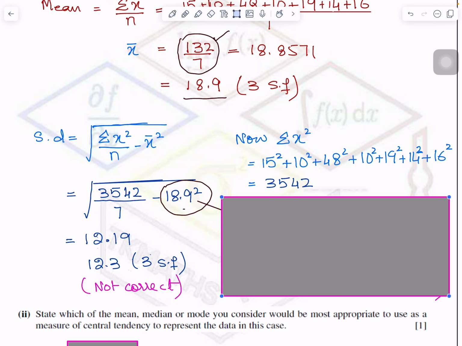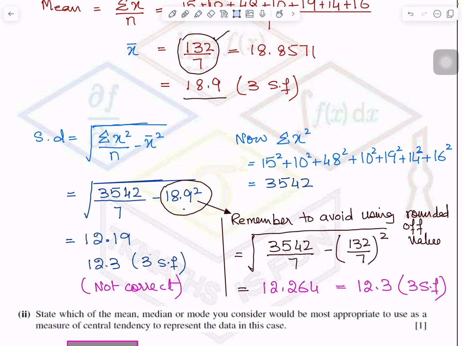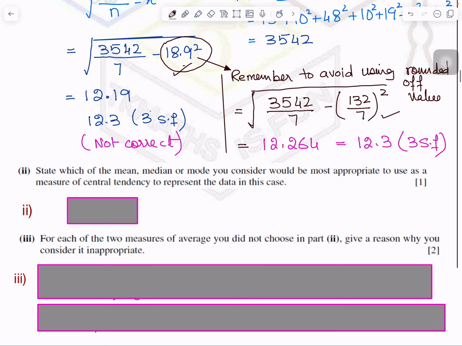This is a past paper question, by the way. If the marking scheme says A, accuracy, they will mark even the first decimal place as wrong if it is incorrect. So you need to be very careful about it. Now I have used 132 divided by 7 squared here, and here I was using 18.9. This is the difference.